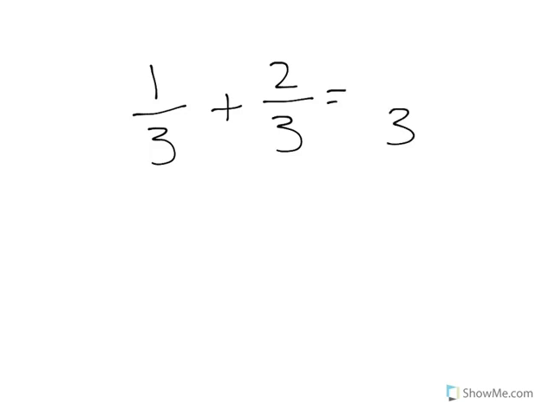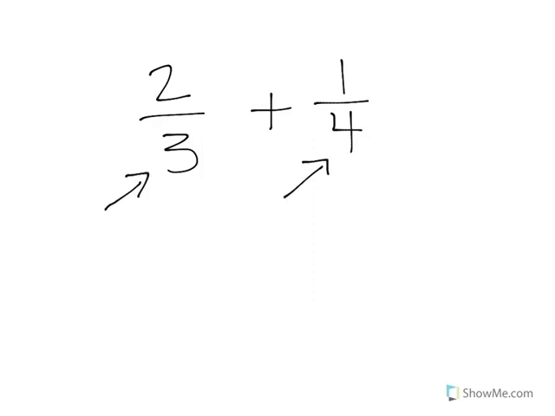So we do know that when we are adding fractions with like denominators, all we have to do is keep the denominator the same and add the top. So 1 plus 2 is 3. 3/3 is actually equal to 1 whole. Well, what happens when we don't have the same denominator? Let's take a look at that.